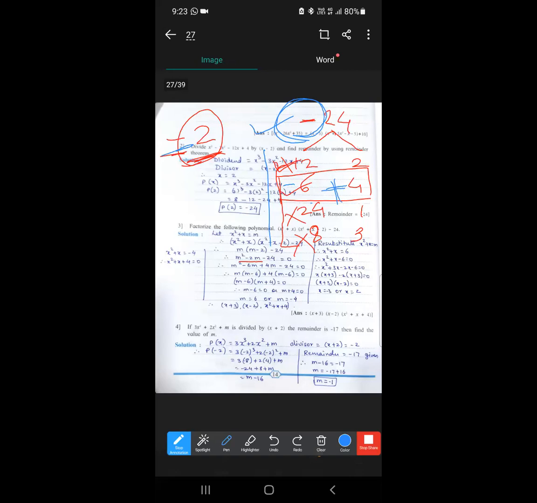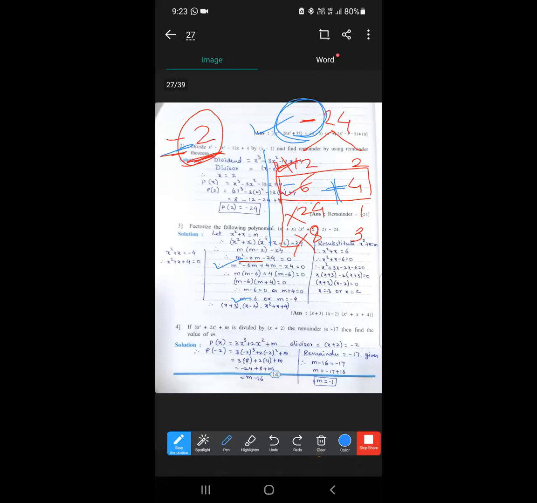Now this step all of you know: m square minus 6m plus 4m minus 24 is equal to 0. Take out the common factor. After taking out the common, you can see the steps on your screen. And at the last, the value of m you got is m is equal to 6 or m is equal to -4.